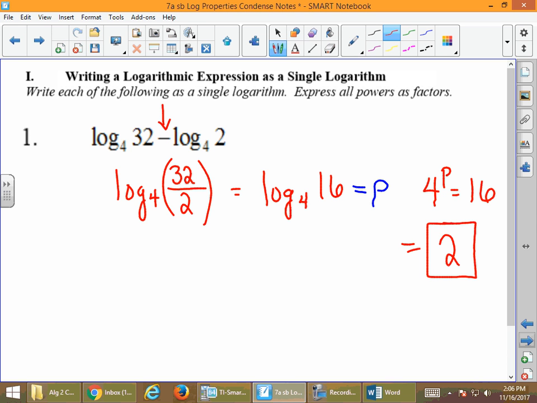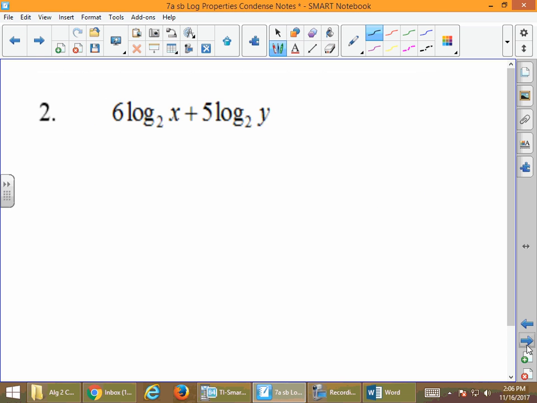And what we're trying to do today, again, is condense it down into one logarithm or less. So we converted it to one logarithm, but we were able to simplify that logarithm and actually find a value in this case. Let's try another one.